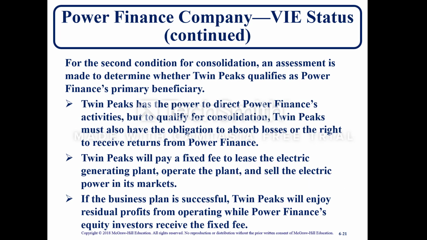For the second condition for consolidation, an assessment is made to determine whether Twin Peaks qualifies as Power Finance's primary beneficiary. Now that you determined that Power Finance is a VIE, who is the beneficiary? Let's see if Twin Peaks qualifies. Twin Peaks has the power to direct Power Finance's activities, but to qualify for consolidation, Twin Peaks must also have the obligation to absorb losses or the right to receive returns from Power Finance. Twin Peaks will pay a fixed fee to lease the electric generating plant, operate the plant, and sell electric power in its markets. If the business plan is successful, Twin Peaks will enjoy residual profits from operating, while Power Finance equity investors receive a fixed fee.